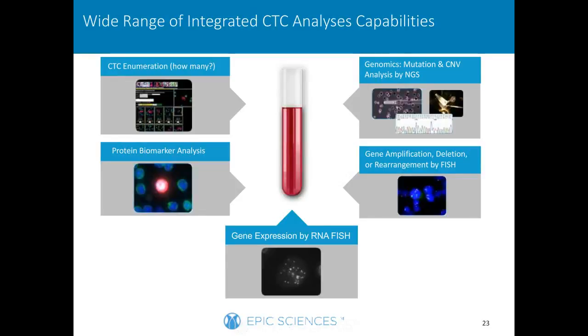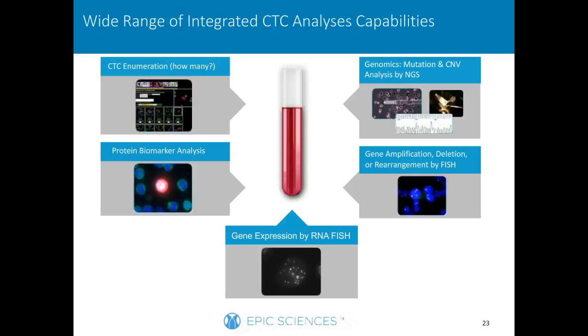So there's a wide range of integrated analysis beyond just CTC enumeration. We have a variety of protein markers that we can use to further characterize these cells that could be potential biomarkers. And so we'll go through an example list of different protein markers that can be used. But the key point here is that all these endpoints can be used together in an integrated analysis.